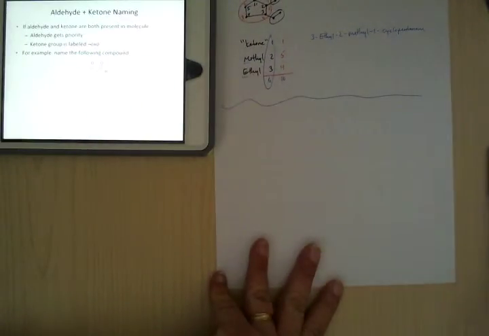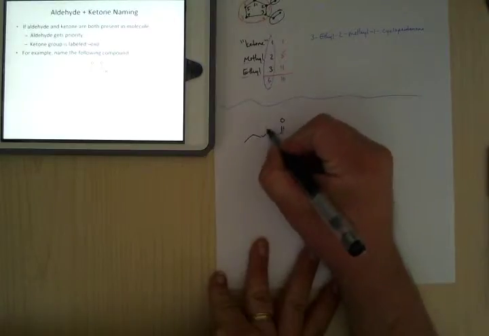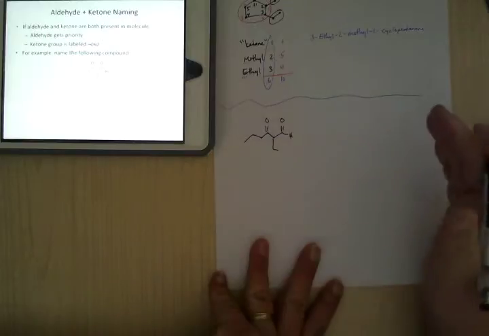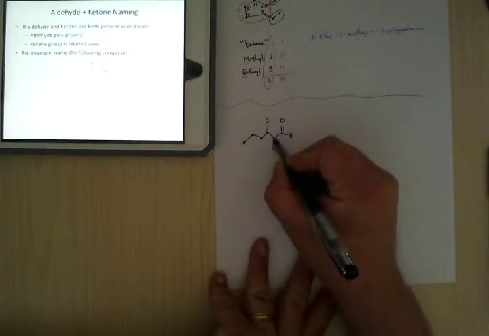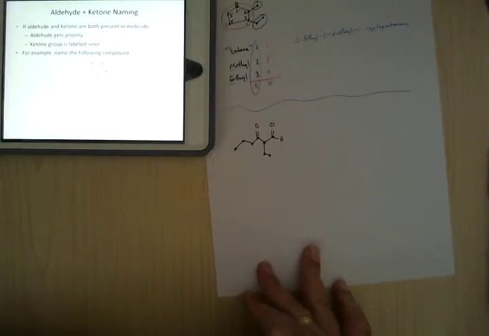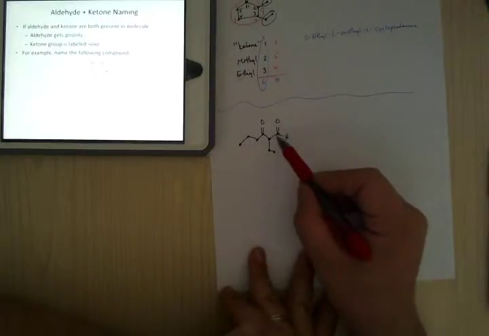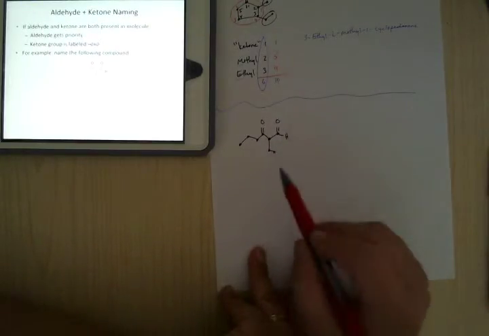So here we go. If we have this compound, we're going to name it just like we would any other aldehyde. It's just that we have an oxo side chain. So here's our chain: 1, 2, 3, 4, 5, 6, or don't forget 1, 2, 3, 4, or we could do 1, 2, 3, 4, 5, 6, 7. But what's the rule?